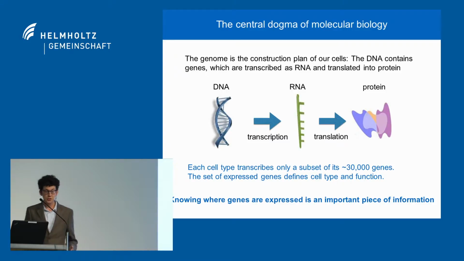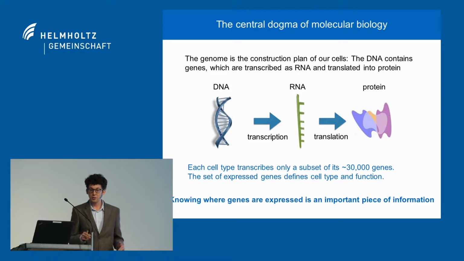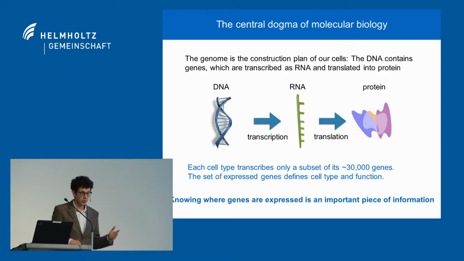And each cell transcribes only a subset of its overall around 30,000 different genes. And it's this subset of expressed genes that determines the identity, the type, and the function of a cell. So knowing where genes are expressed is a very important piece of information if we want to understand how patterns form in development and how processes get deregulated in disease.